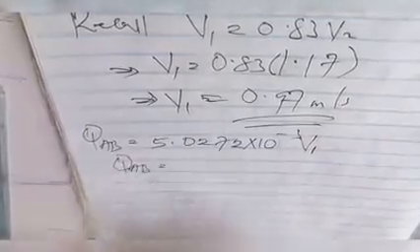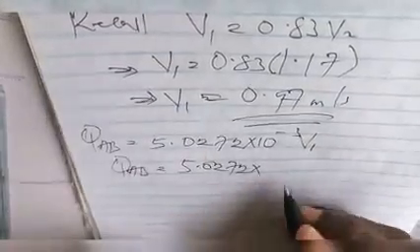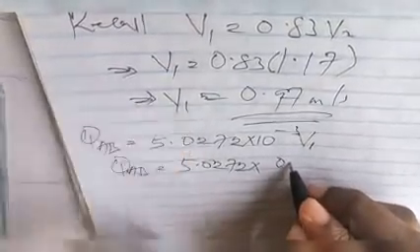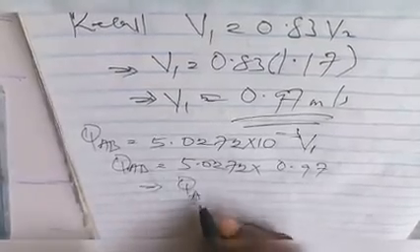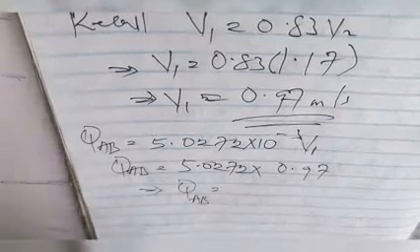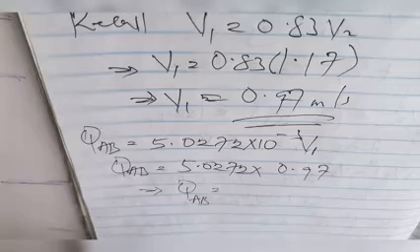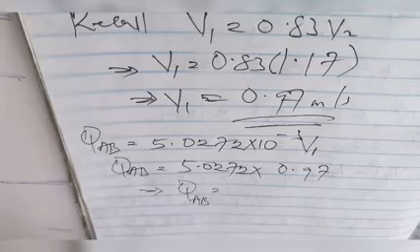So QAB is equal to 5.0272 multiplied by V1 itself, which is 0.97. Okay. So this implies that this discharge in pipe AB is now equal to 0.97 multiplied by 5.0272 exponential minus 3.